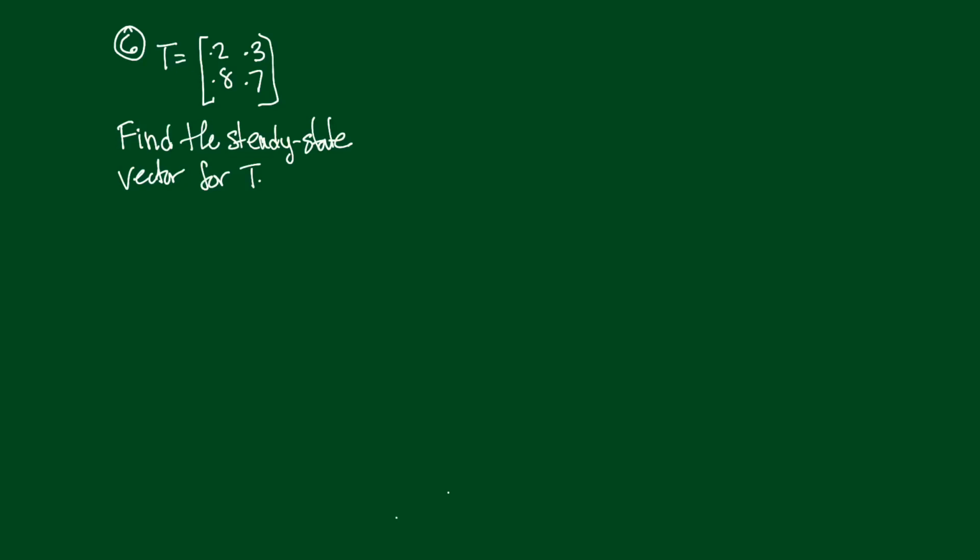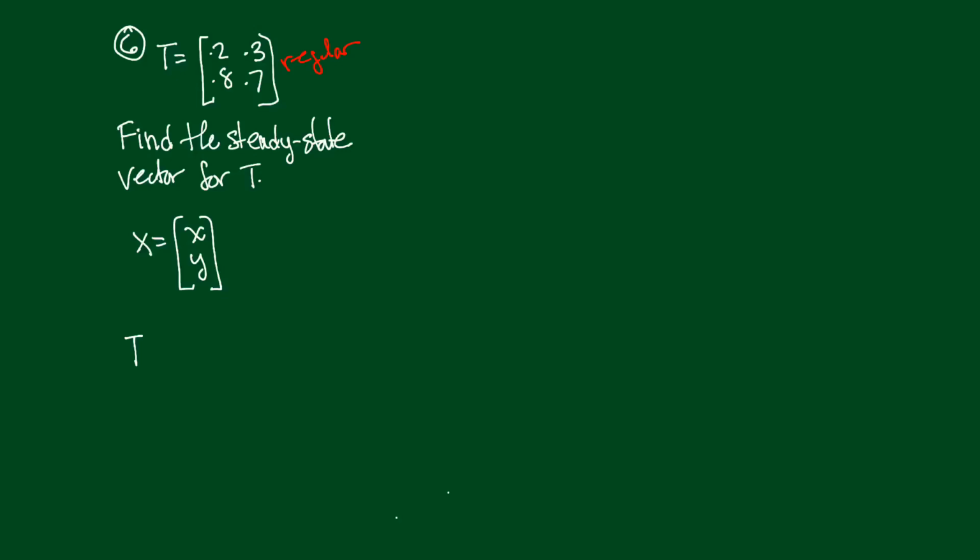In number 6, we got a 2 by 2, and it's regular, right? It's regular because if you look at even the first power, all the entries are positive, no zeros. So it does reach a steady state, and we want to find that. So I'm going to let x be the steady state. Now there's only 2 states, so I'm going to call these x and y, and we're going to try to find these values of x and y.